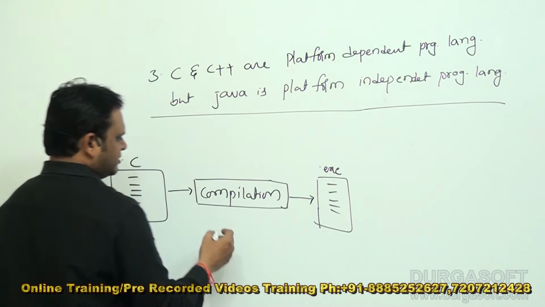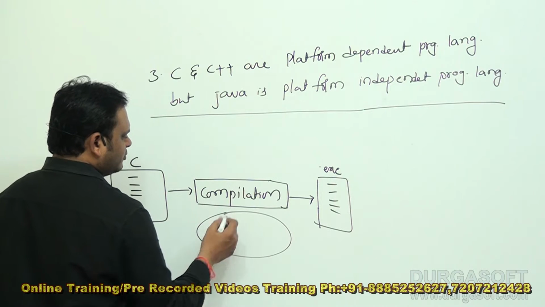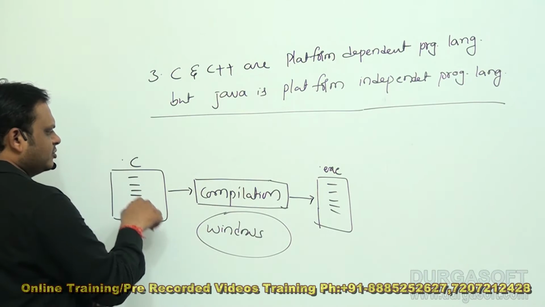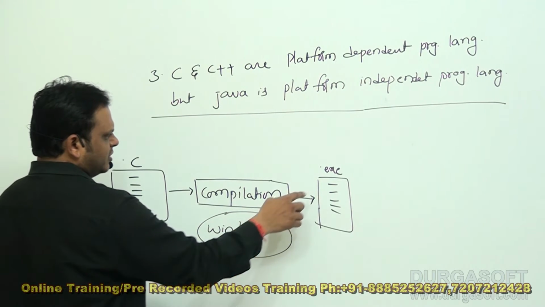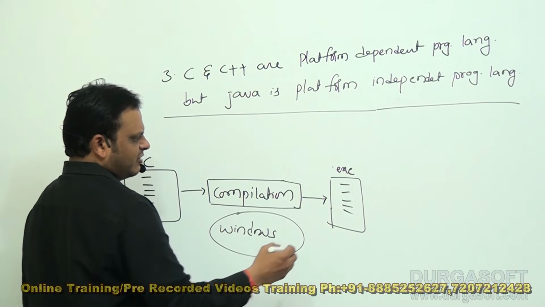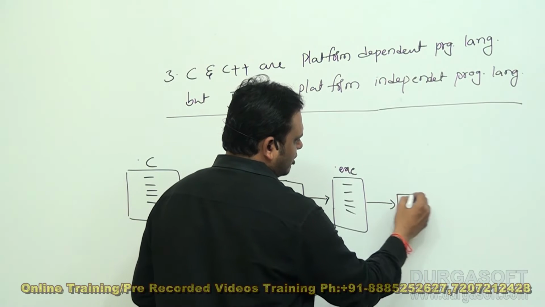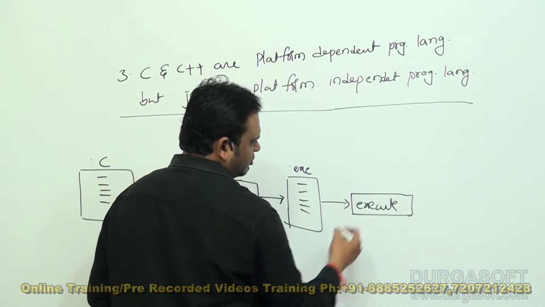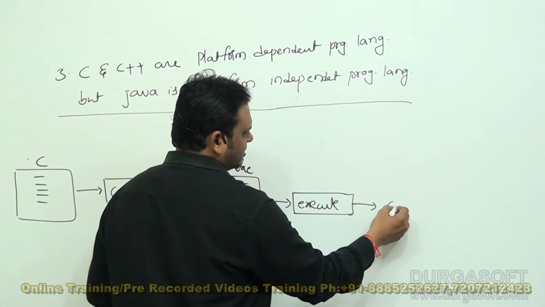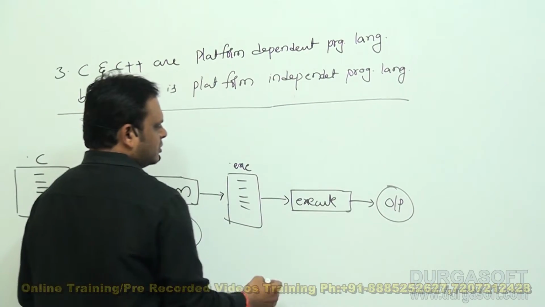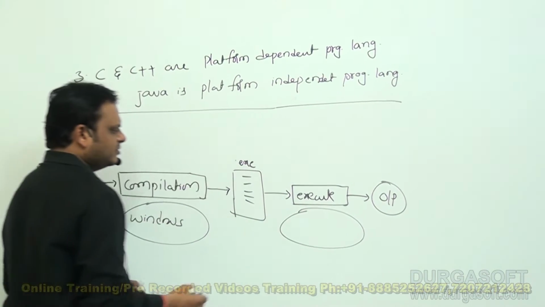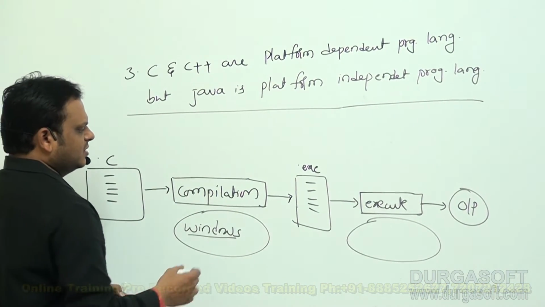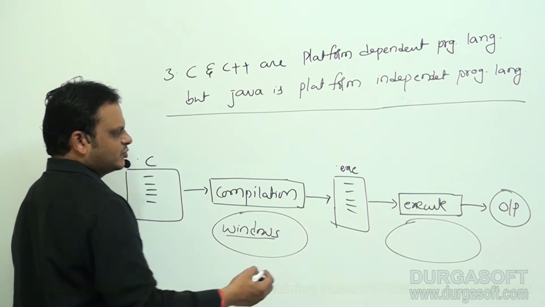Now here I am going to use the Windows operating system. The C program we compiled on Windows operating system, and here we are getting a .exe file. After getting this .exe file, I want to execute this program. After execution of this program, automatically we will get some outputs. For execution, as per the definition, the same operating system we used for compilation we have to use for execution.